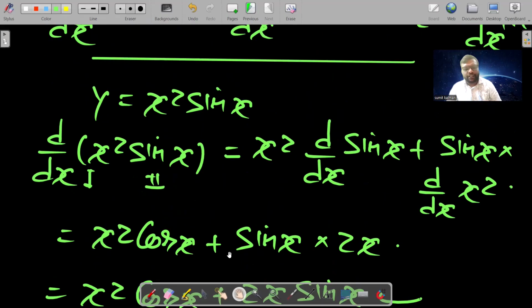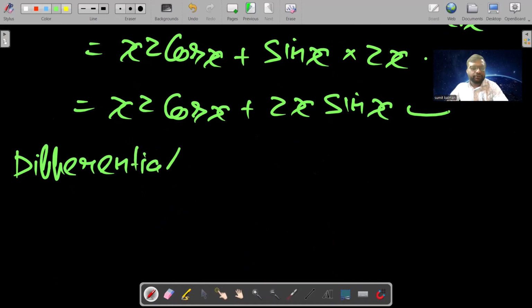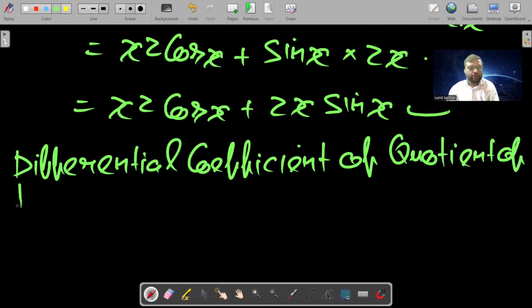Now students, next we will see the differential coefficient of the quotient of two functions.